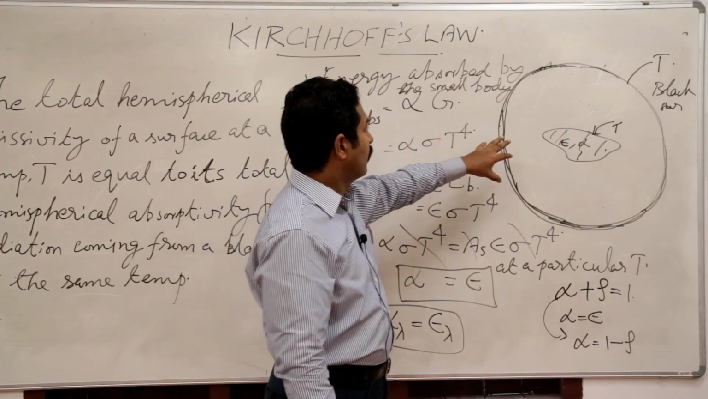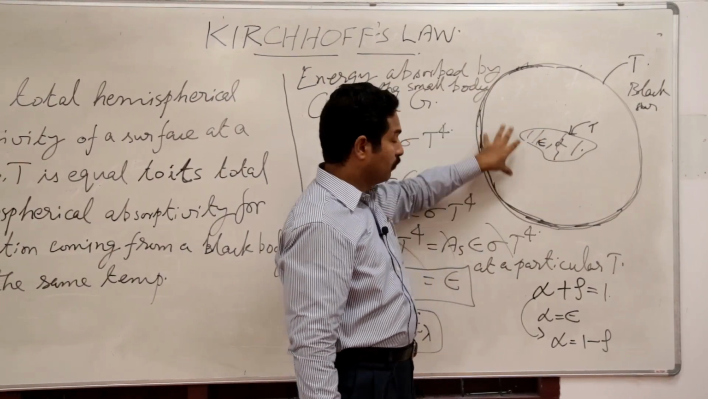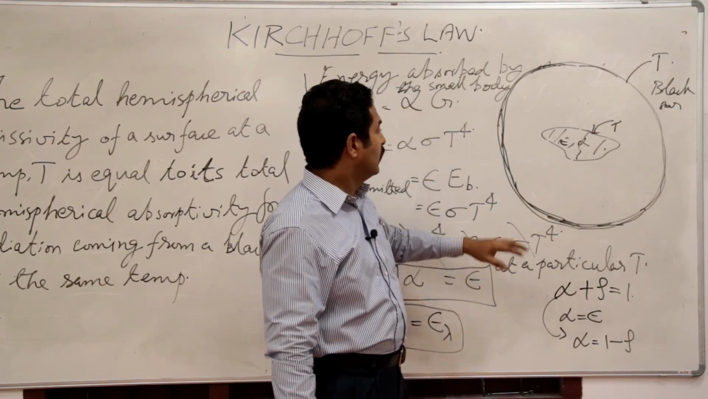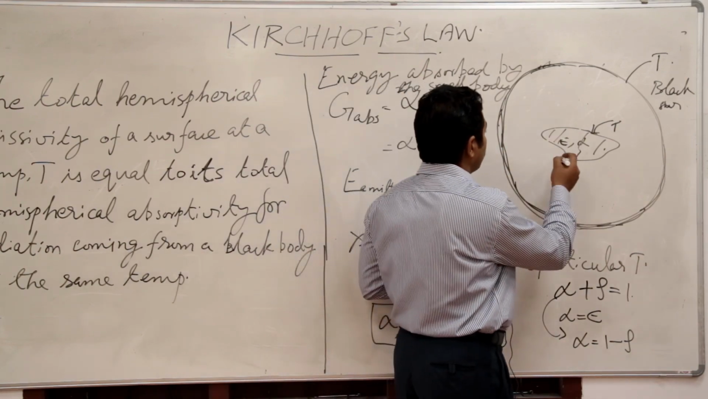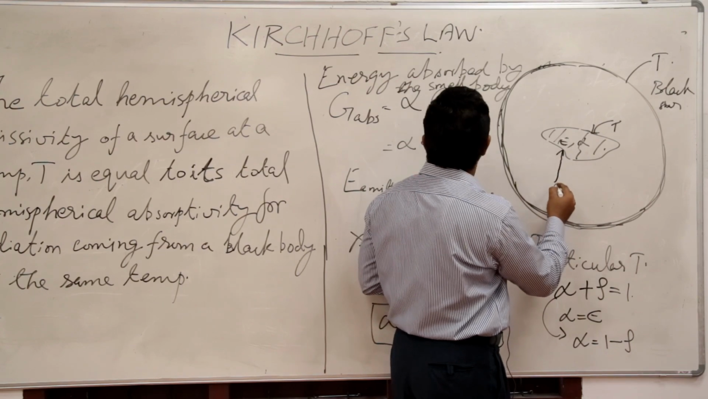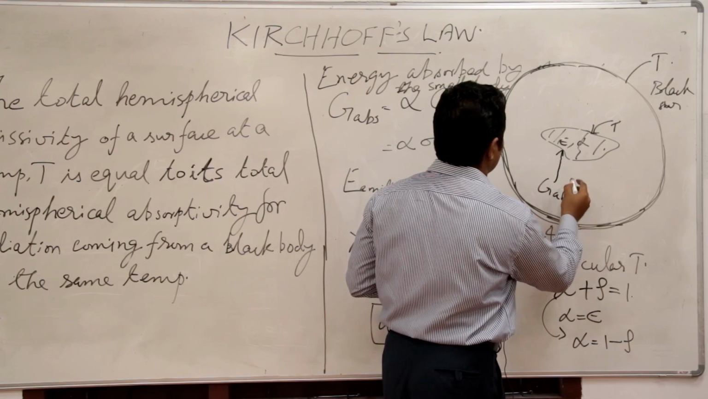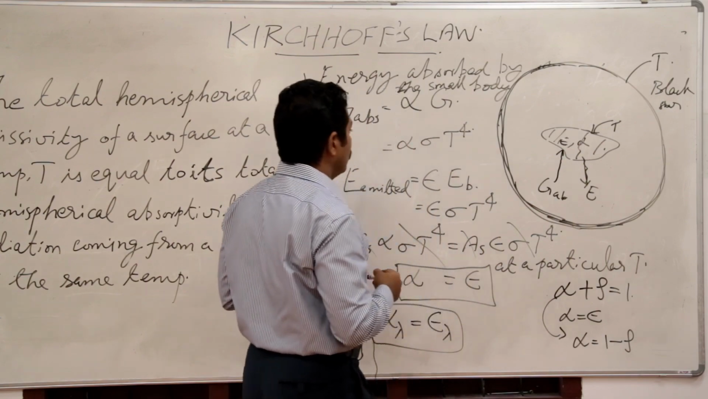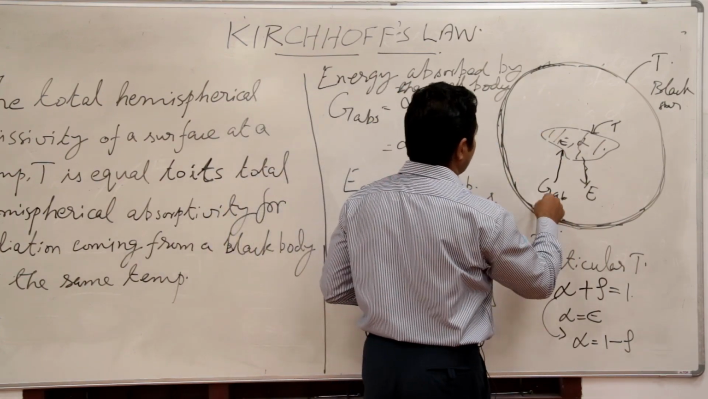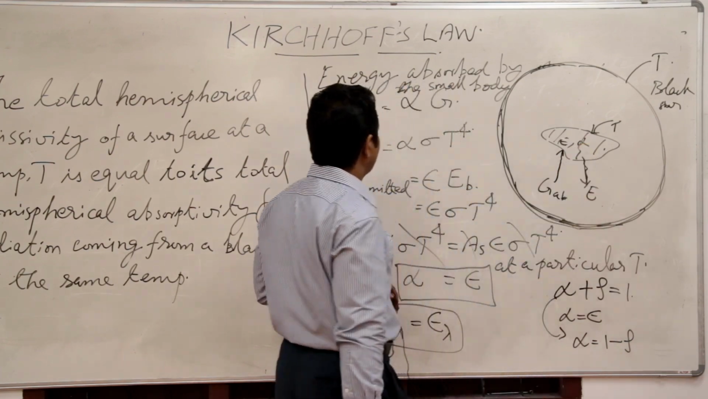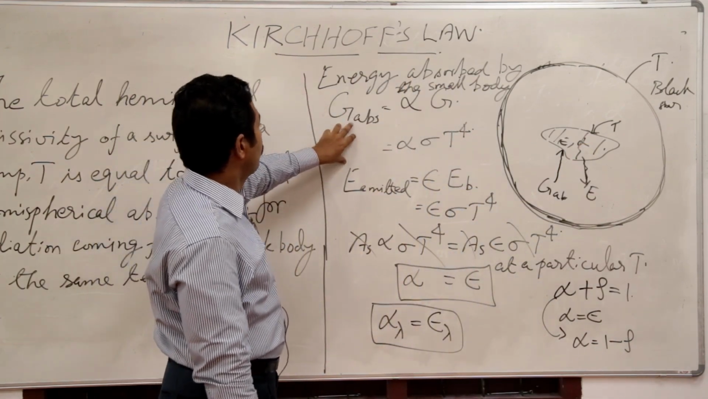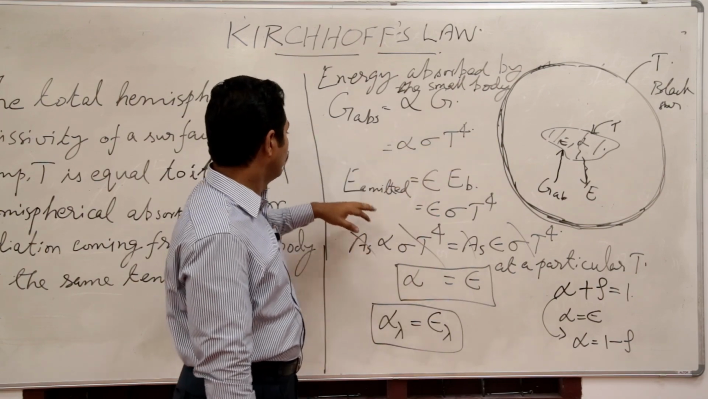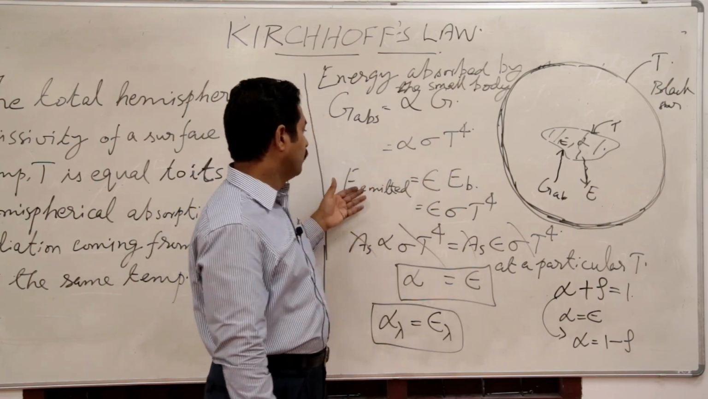We are considering a big black enclosure, and a small body inside that. It has the capacity for absorption and emission. It can absorb from the radiation coming from the enclosure, and then it can emit also. Energy absorbed by the object is alpha into G, the total irradiation, that is alpha sigma T raised to 4. Emitted is emissivity into EB, so E by EB is emissivity.